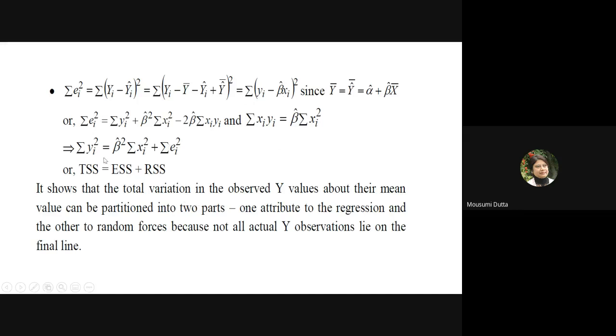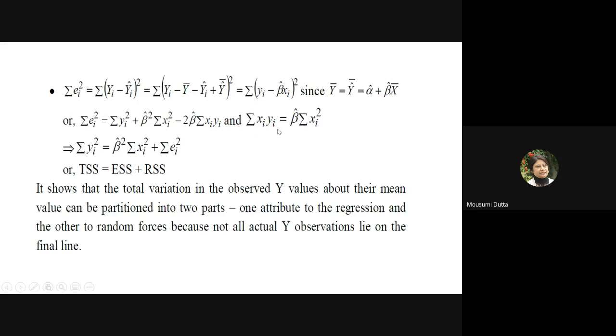If I write it in this format, summation ei square, if I consider the whole square, is summation of yi square plus beta hat square xi square minus 2 beta hat xi yi. And if I operate the sum on all three terms, summation ei square is equal to summation yi square plus beta hat square summation xi square minus 2 beta hat summation xi yi.